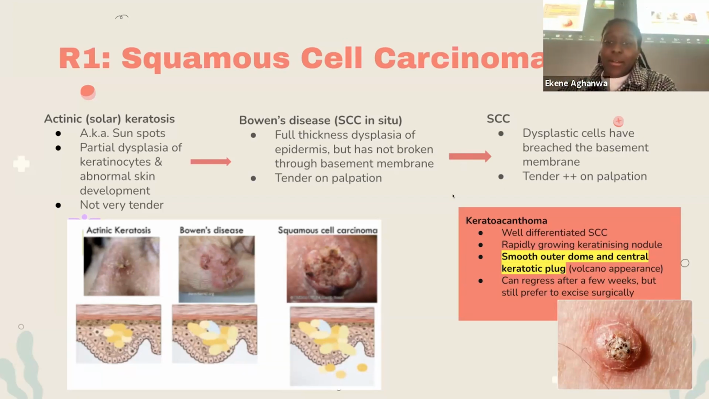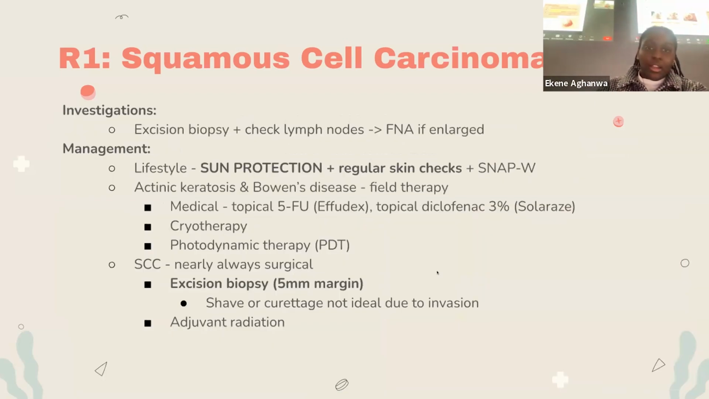Just to know about keratoacanthoma as well. This is a well-differentiated SCC. You may have seen questions where they have a lesion that's growing on their face and then it regresses after a few weeks. That's the keratoacanthoma. They describe it as a smooth outer dome with a central keratotic plug.